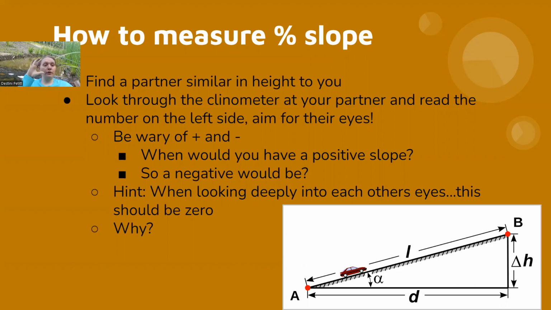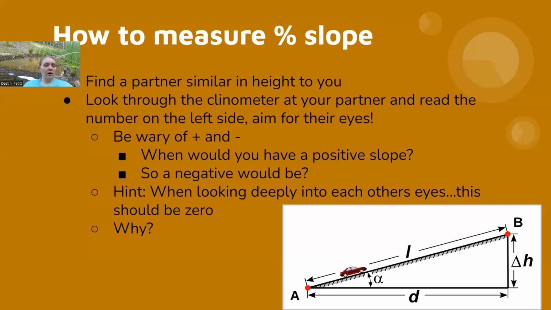So you'll look through the clinometers that I'll provide to you at your partner and read the number that's on the left side of them. And you're going to aim for their eyes, especially if the partner is your similar height, right? So if you're the same height, you're going to aim for the eyes. If you're different heights, you're going to aim for that other body feature. Like in the video, she aimed for his chin area because that was where her height was, right?